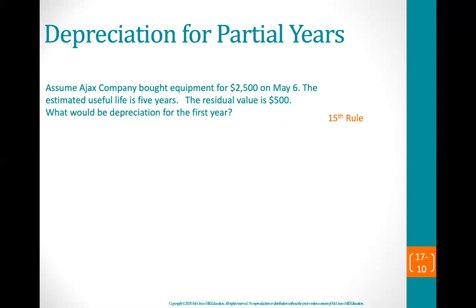Well, the first thing we want to discuss is what's called the 15th rule. If a company buys an asset before the 15th of the month, the company calculates the asset's depreciation for that entire month. Companies do not take a month's depreciation for assets bought after the 15th of the month. So in this example, Ajax bought the equipment on May the 6th. May the 6th is before the 15th, so we're going to take the entire month of May for depreciation. We take it for May, June, July, August, September, October, November, and December.